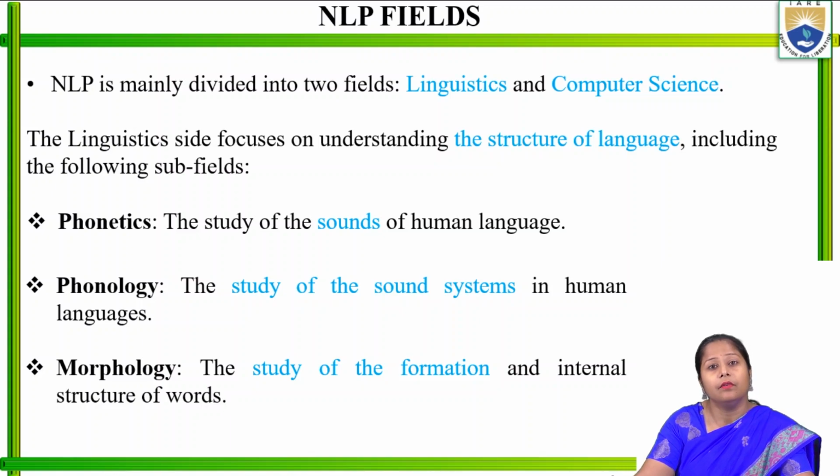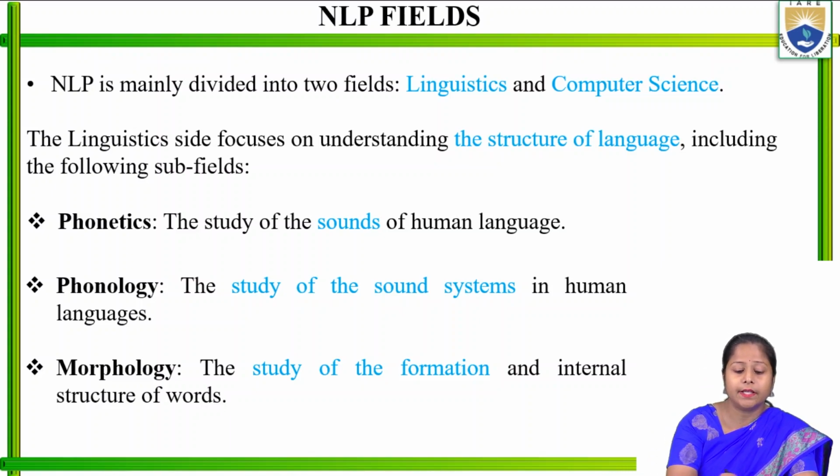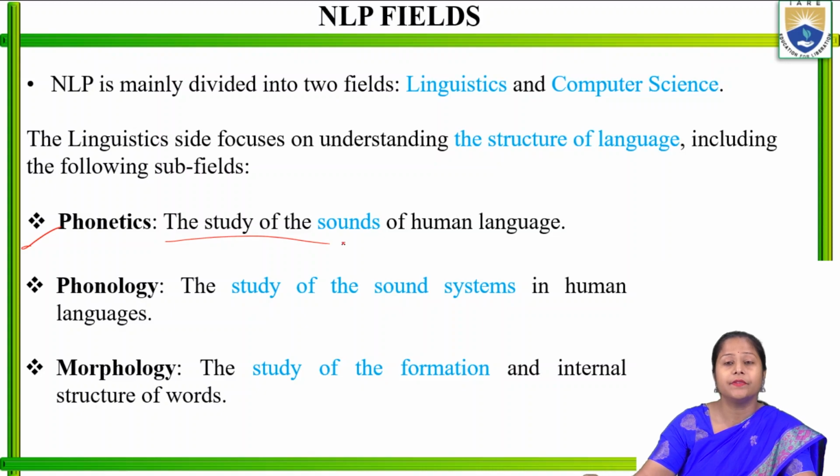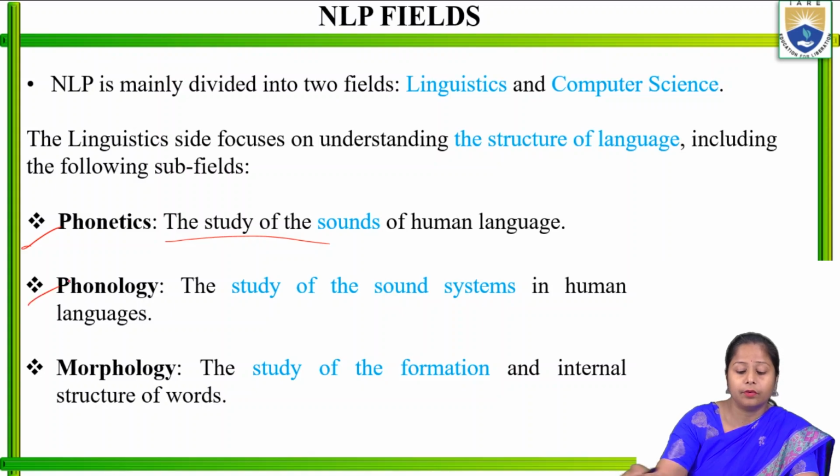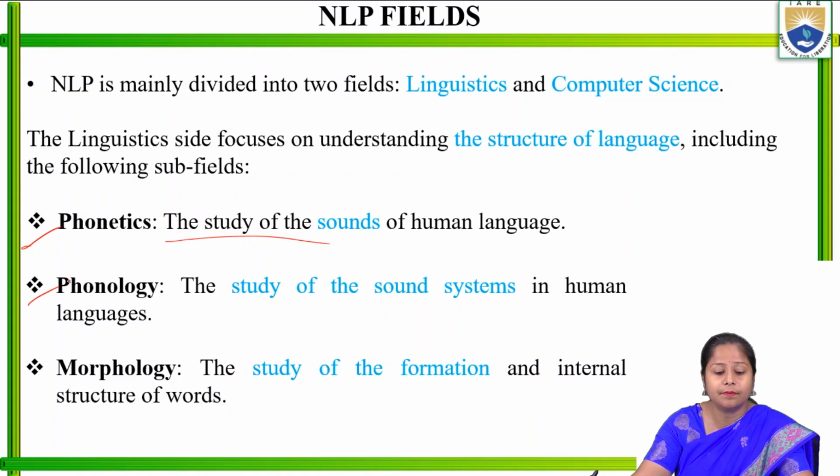We will see. First is phonetics. Phonetics is the study of the sounds of human language: how different people produce sounds while communicating with each other. Phonology is the study of the sound system in human languages. Third is morphology. Morphology is the study of the formation of the internal structures of words in sentences as well as in paragraphs.